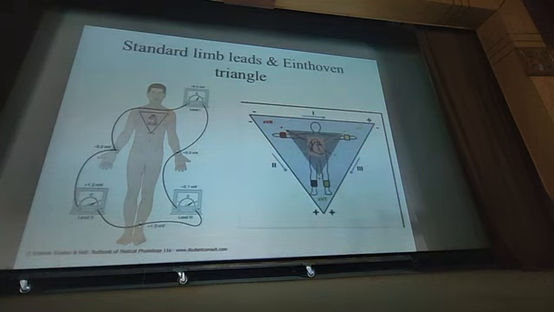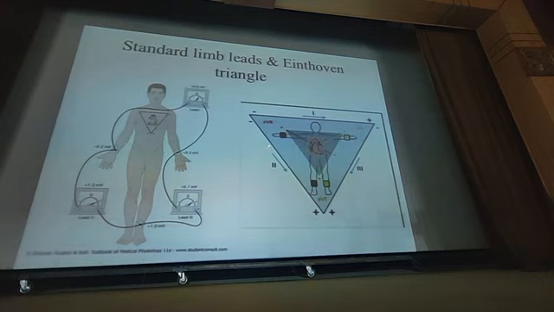Lead 2: the negative electrode is on the right upper limb, and the positive electrode is only on the left foot. The right foot is the ground.